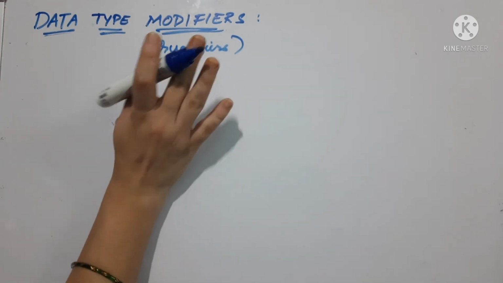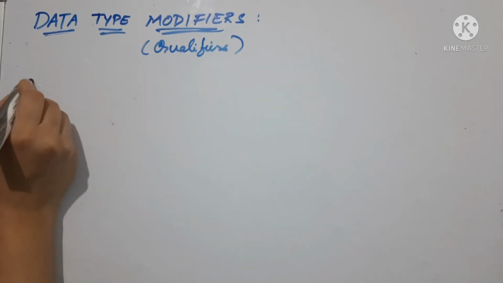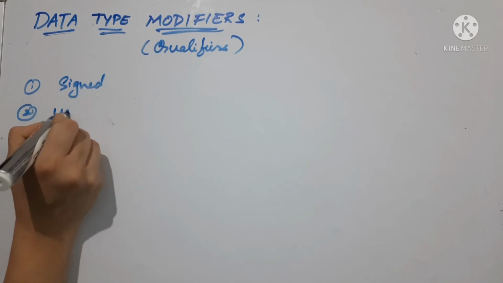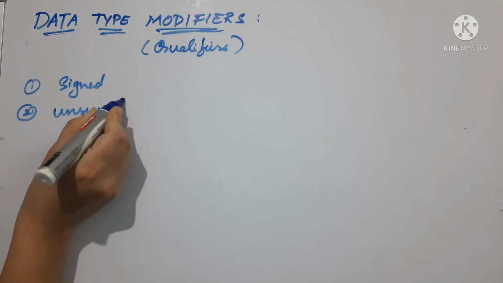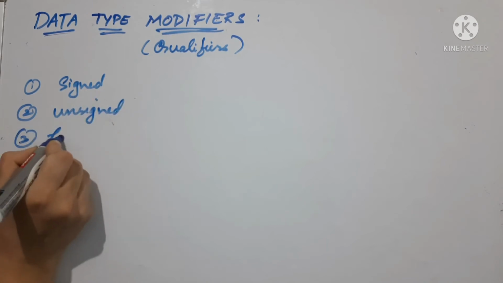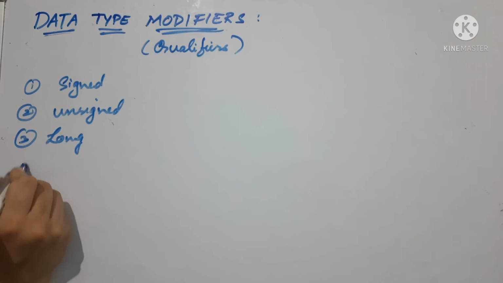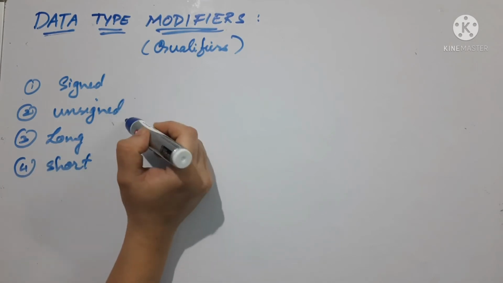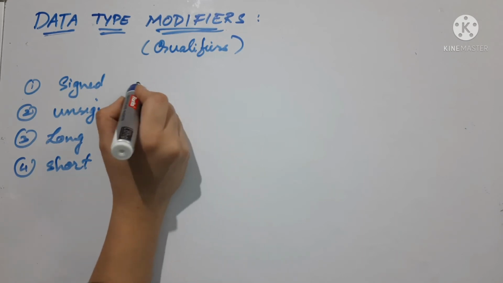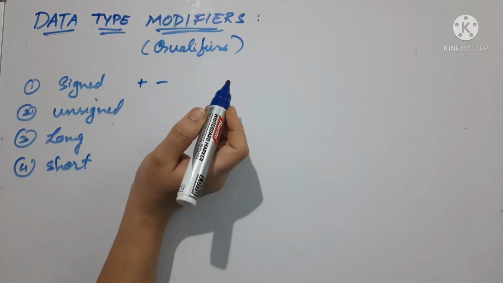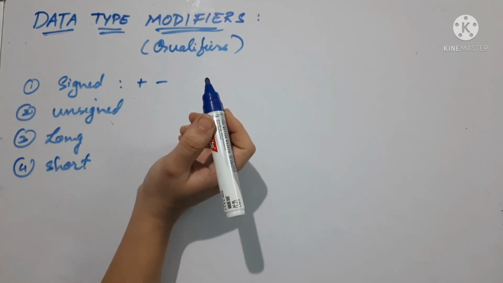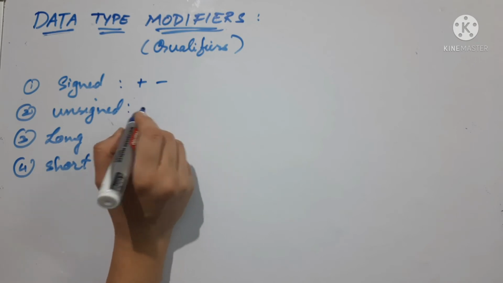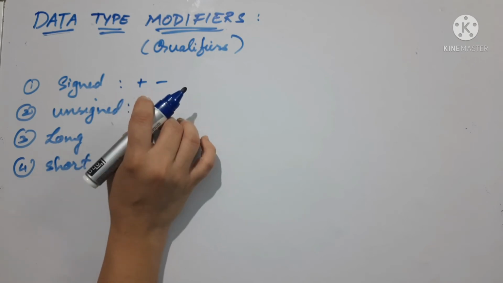So, here we have 4 types of modifiers: signed, unsigned, long, short. So, what are signed and unsigned? Signed means we always have both positive and negative values for signed data type modifiers. For unsigned, we do not have a sign specified, so it is always positive values.